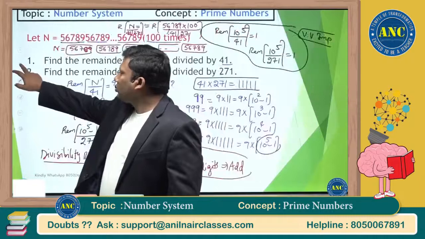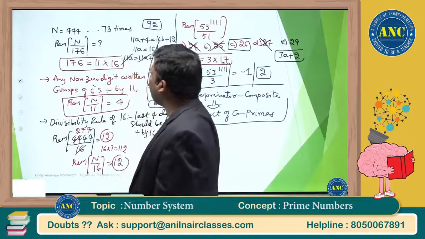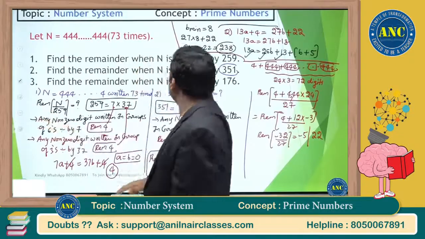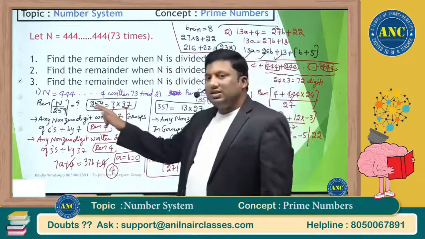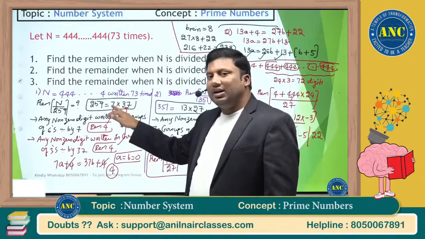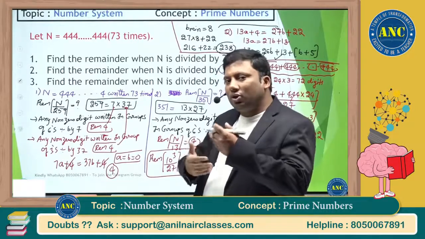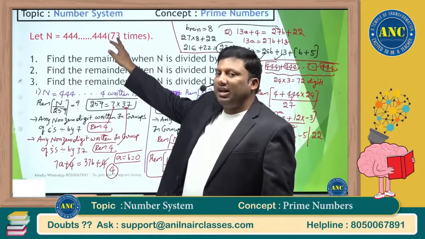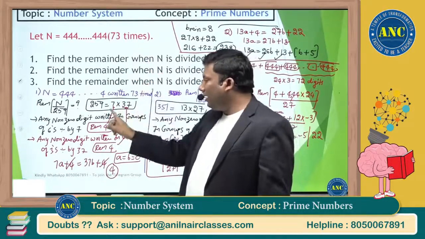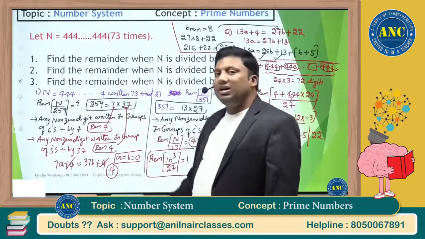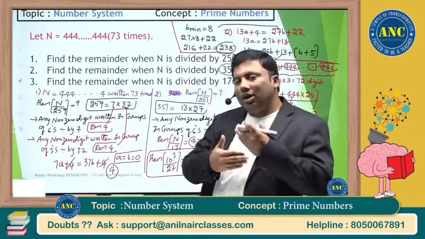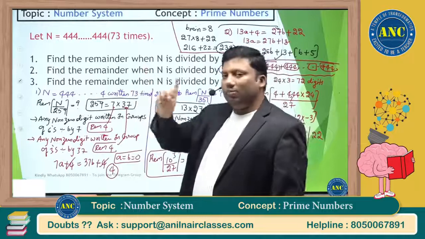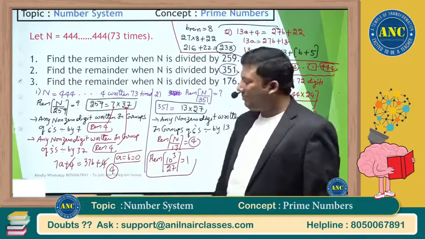In fact, in this question also you can use it. See here, for example, this question. 259 is 7 into 37. Denominator is 7. If it is 7, the numerator should be 7 minus 1, 6 times. 6 12s are 72. One more remainder is there, remainder 4. If the denominator is 37, the numerator should be 36 times. 36 2s are 72 times. One more 4 is left.